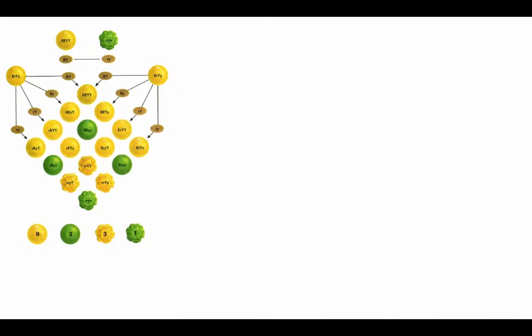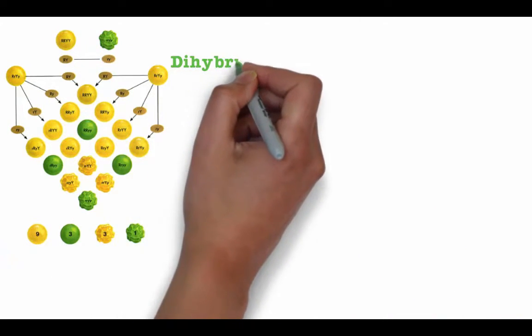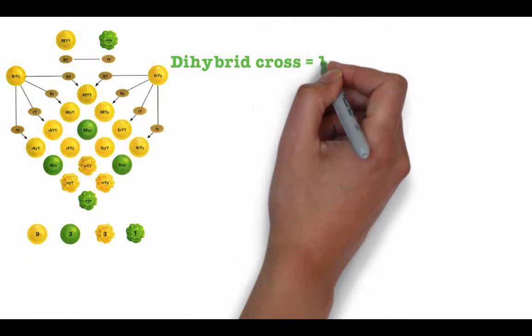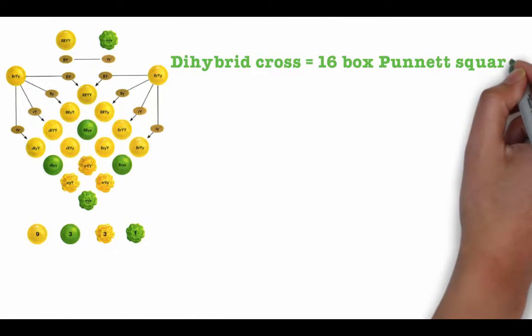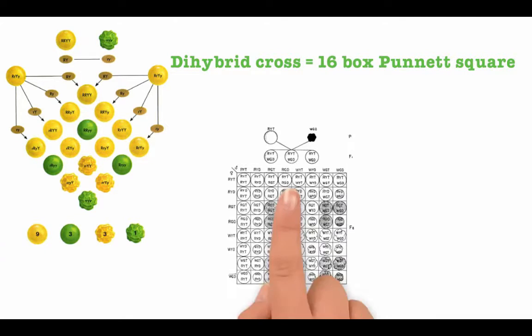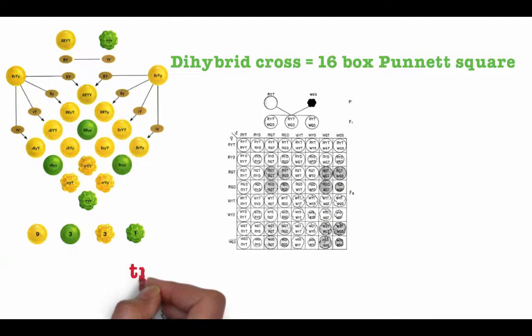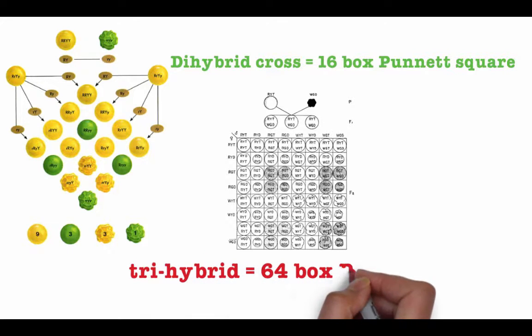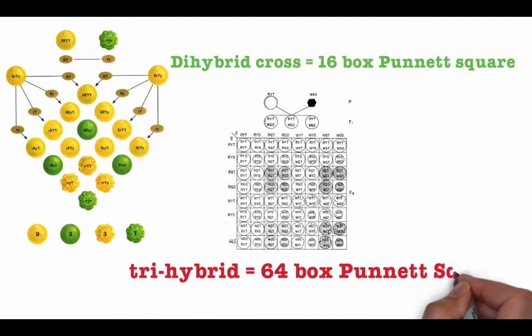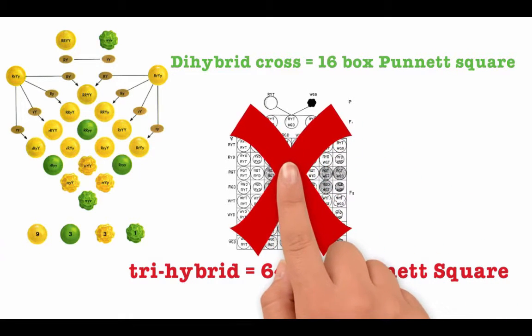A dihybrid cross requires a 16-box Punnett square. A trihybrid cross would need 64 boxes. And a tetrahybrid cross would need 256 boxes. Not particularly something that I want to do.